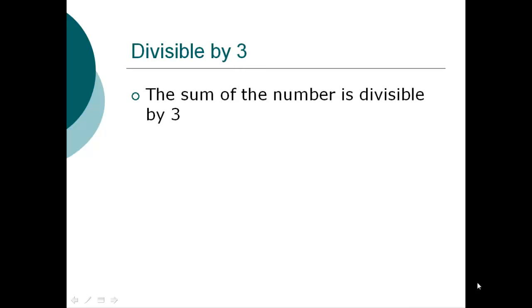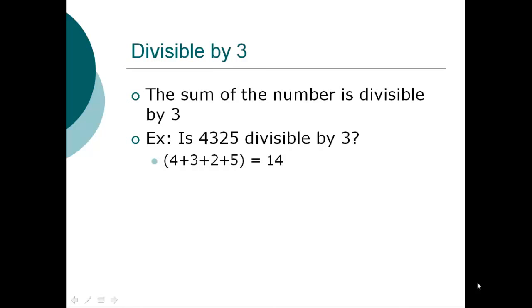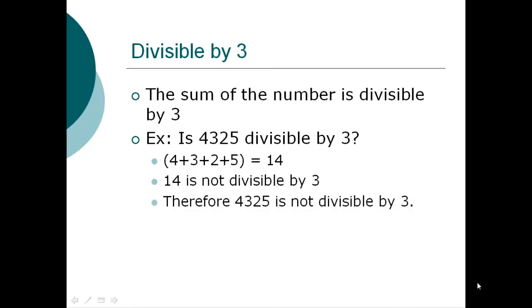So a number is divisible by 3 if the sum of the digits of the number is divisible by 3. So let's give a quick example. Let's say we want to find whether 4,325 is divisible by 3. So all we have to do is add the numbers 4, 3, 2, 5 together, and we get 14. Now we ask ourselves, is 14 divisible by 3? And clearly it is not. Therefore, the original number 4325 is not divisible by 3.